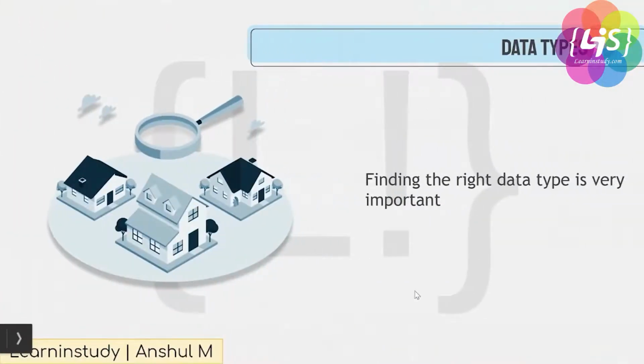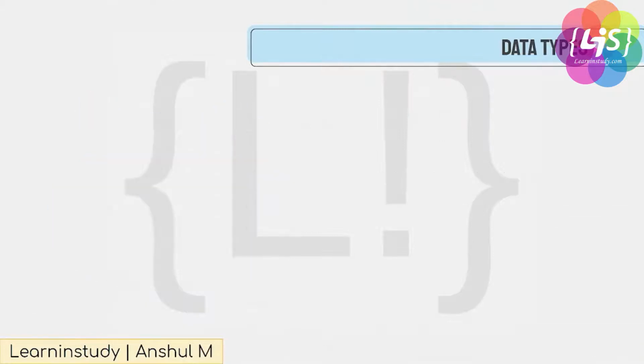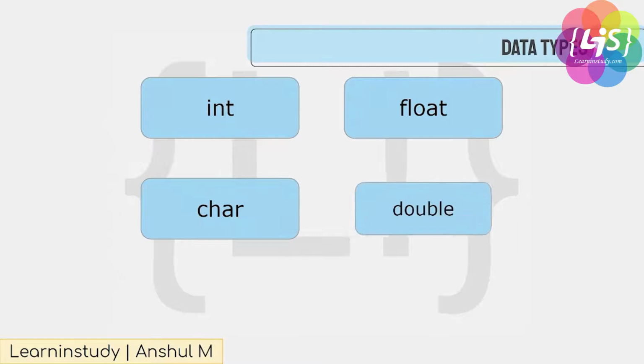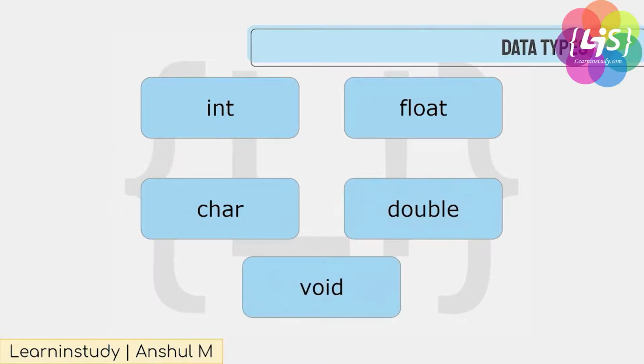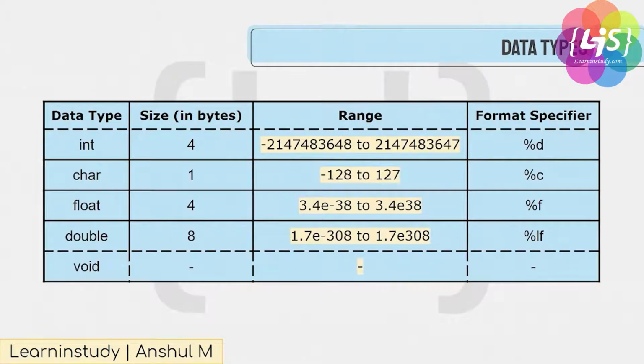Later in the course, we will discuss storage and memory addresses. In the C programming language, we have 5 primitive data types which are int, float, character, double, and void. Here is a table which shows the size, range, and format specifier of different data types. Let us have a look.